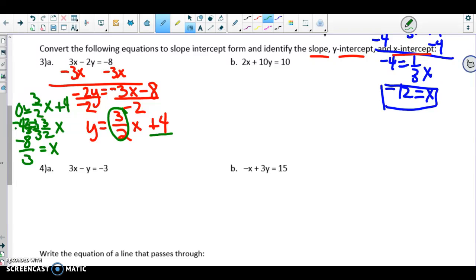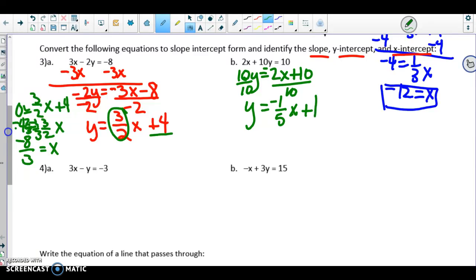Okay, so taking a look at B, same type of thing. I need to solve for y. So if I subtract 2x, I have 10y equals -2x plus 10. Divide both sides by 10, and y is going to equal -1/5 x plus 1. We need to make sure we simplify. If not, you will lose credit for that. So my slope is -1/5. My y-intercept is 1.